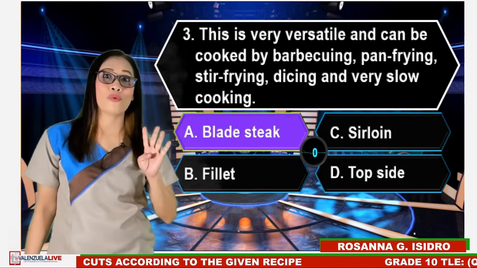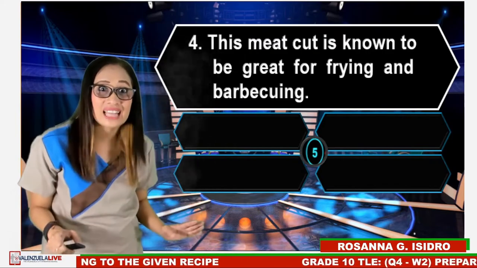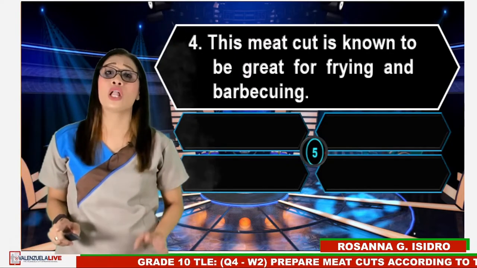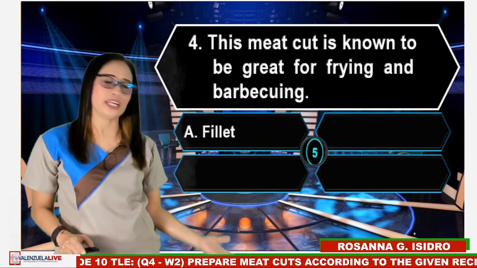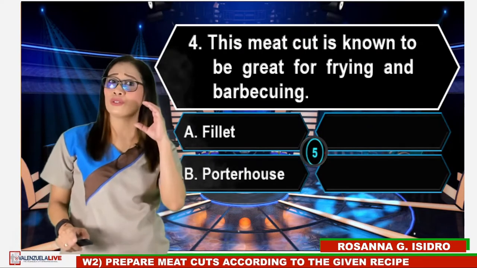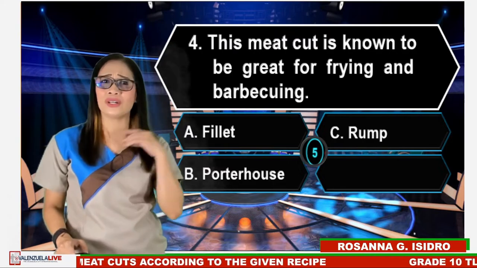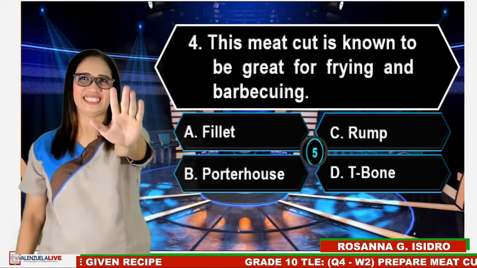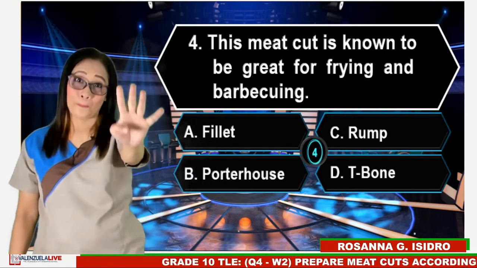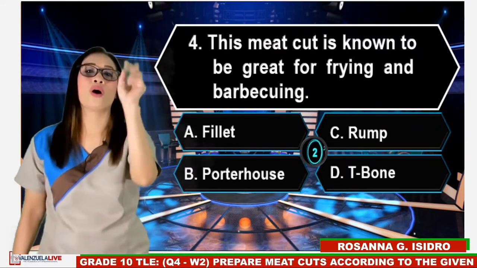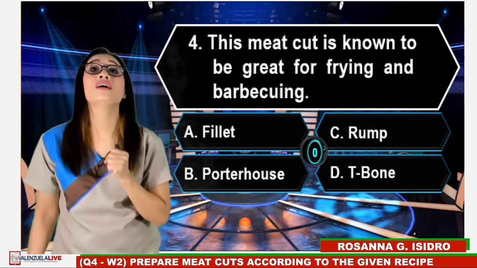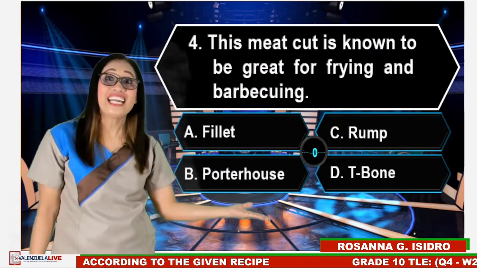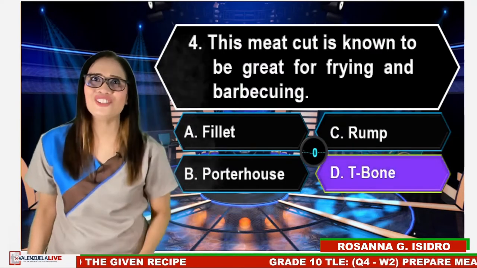Let's have number four. This meat cut is known to be great for frying and barbecuing. It is letter A, fillet. Letter B, porterhouse. Letter C, rump. Or letter D, T-bone. Your time starts now. If your answer for number four is letter D, T-bone, you're a genius.